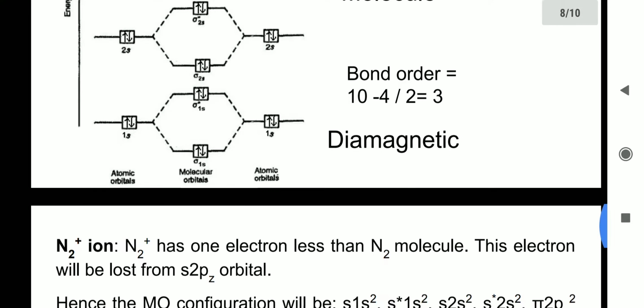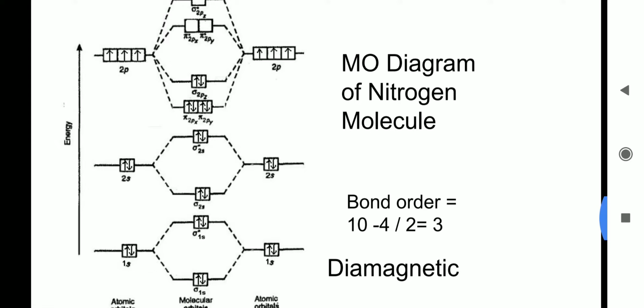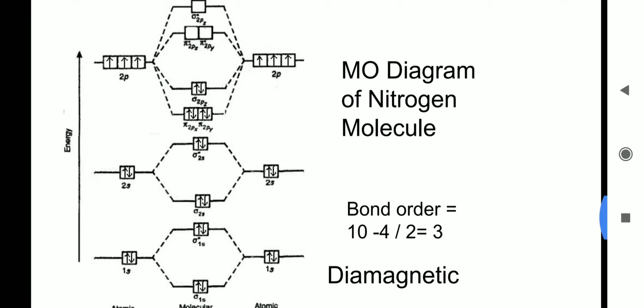Now let us take a look at the magnetic behavior of this molecule. This molecule is diamagnetic in nature. Why? Because all the electrons in the molecular orbitals are in the paired state. There is no unpaired electron in this molecule, and hence it is diamagnetic in nature.